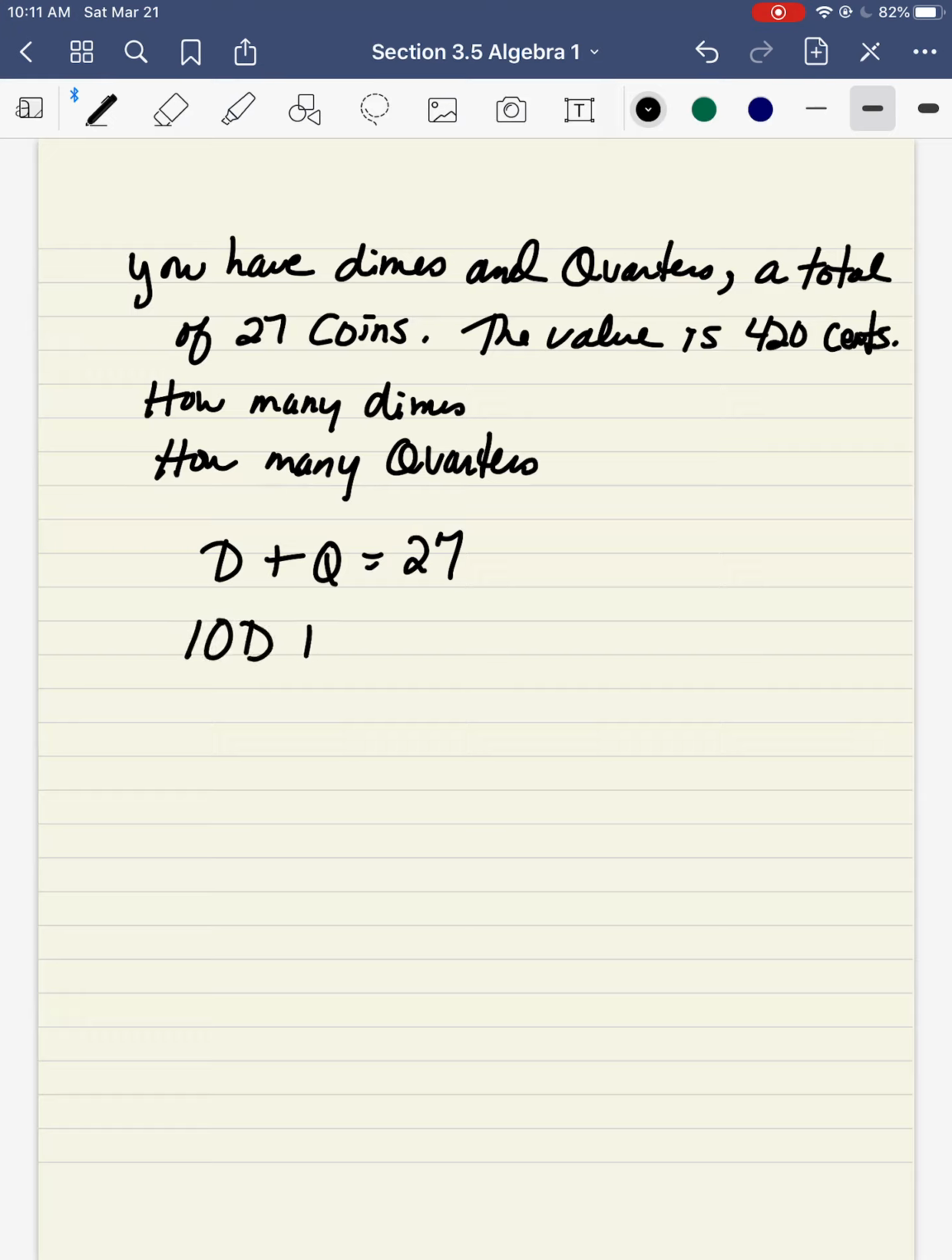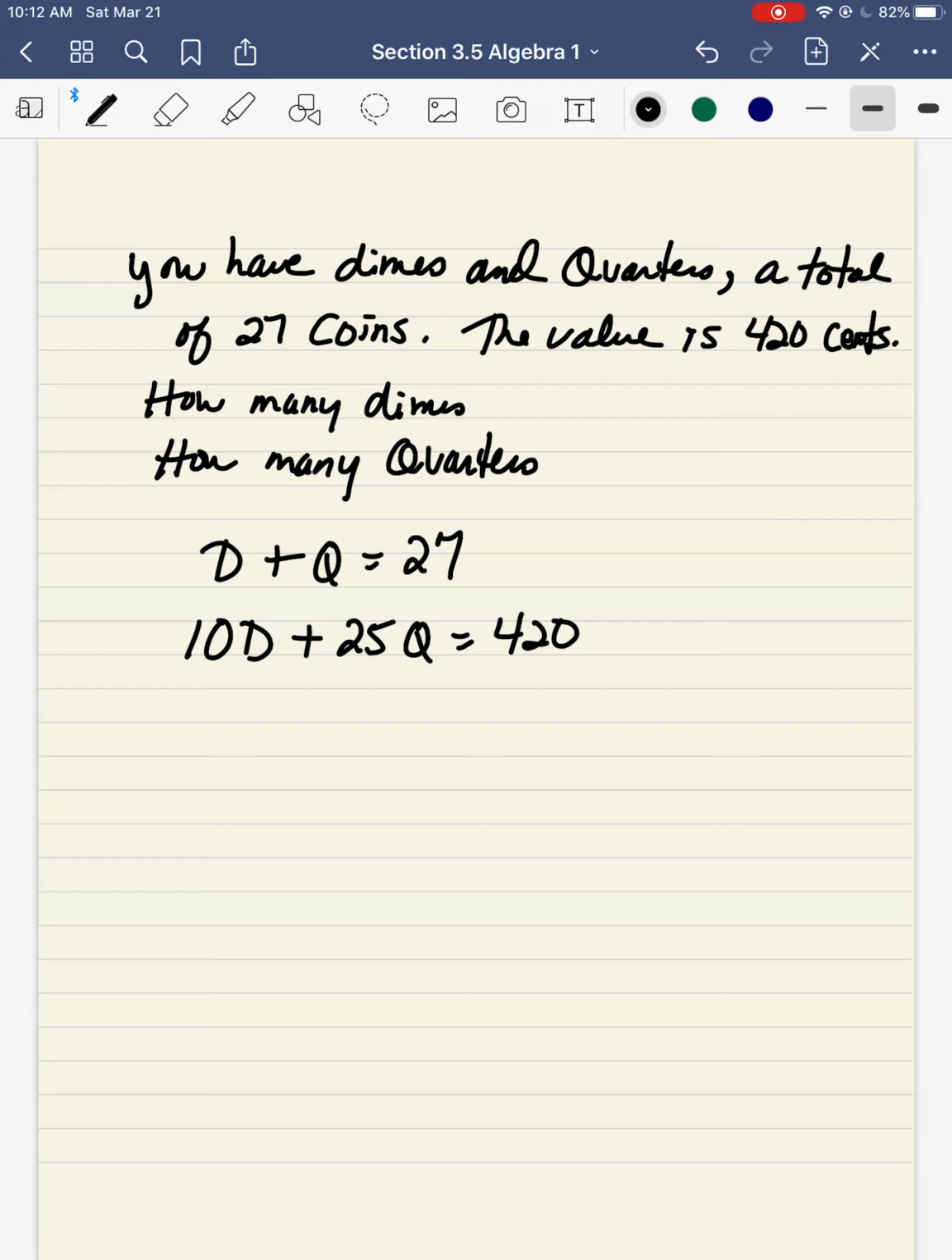A dime is worth 10 cents. A quarter is worth 25 cents. And that is 420 cents, or $4.20. But since we're using 10 for dimes, we have the value in cents, not dollars and cents. So here, let's do this one with elimination.